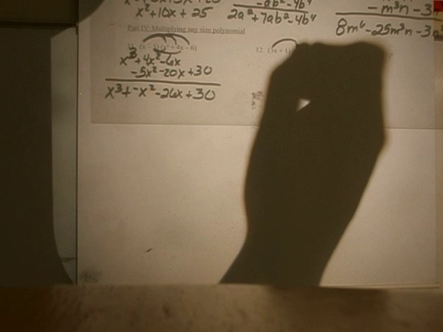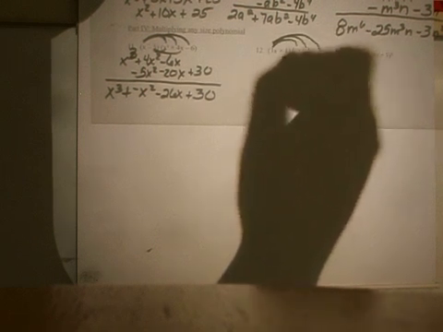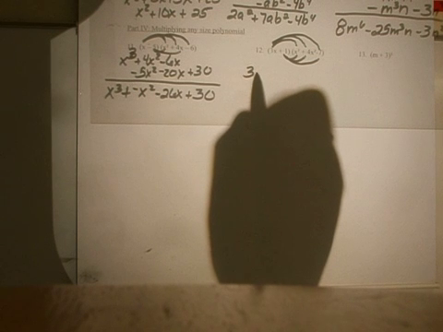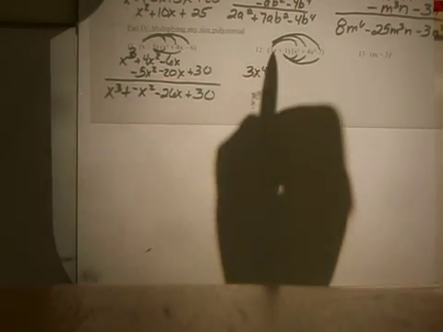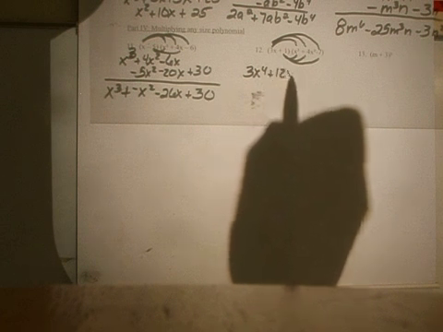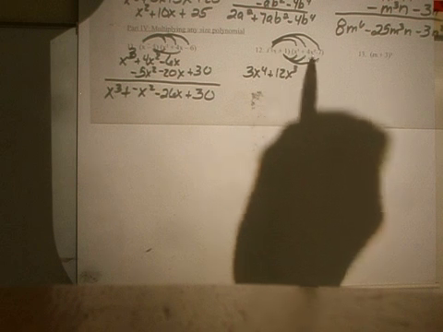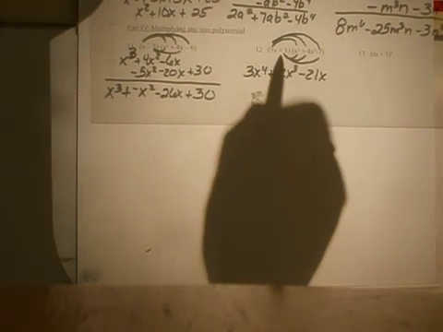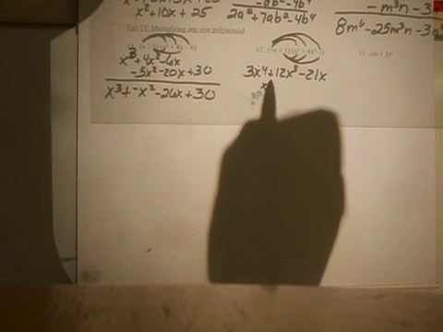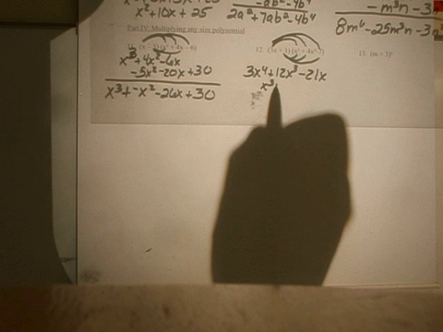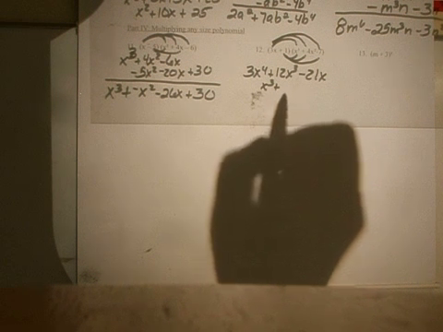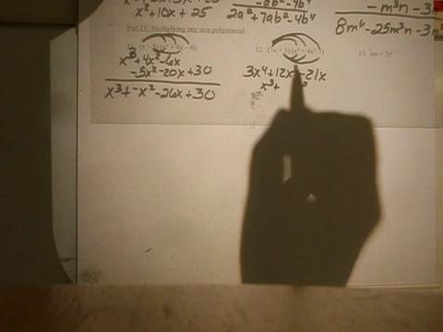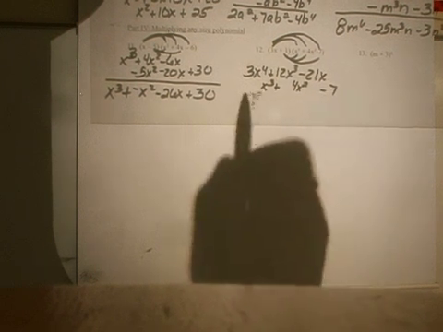And number 12, we need to distribute, and then we need to do our second distribute. 3x times x to the 3rd is 3x to the 4th. 3x times 4x squared is 12x to the 3rd. And 3x times negative 7 is a negative 21x. 1 times x to the 3rd is an x to the 3rd. 1 times 4x squared is 4x squared. Put it kind of right here. And 1 times negative 7 is a negative 7.